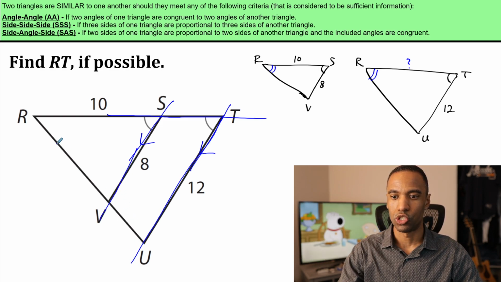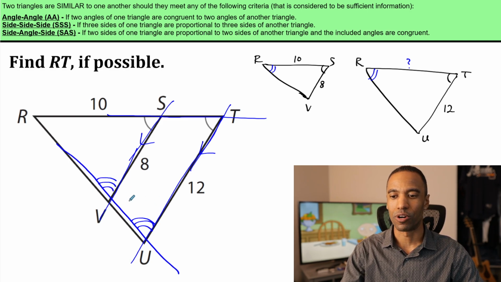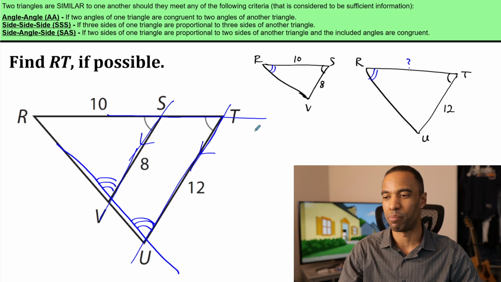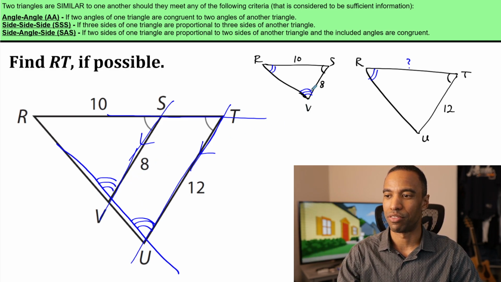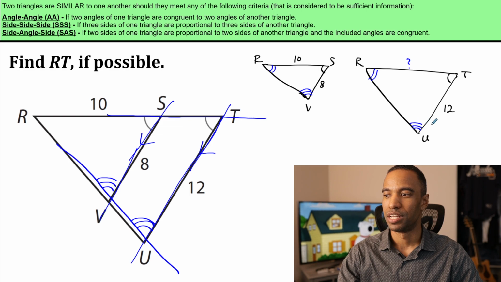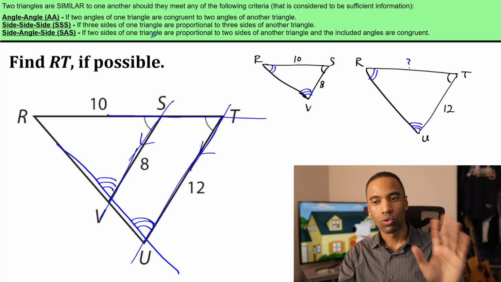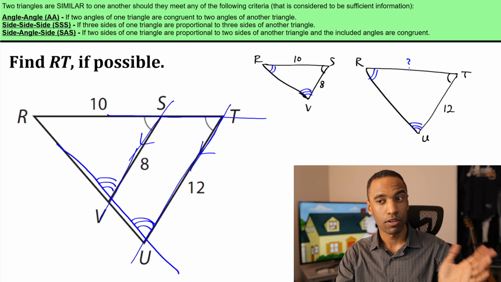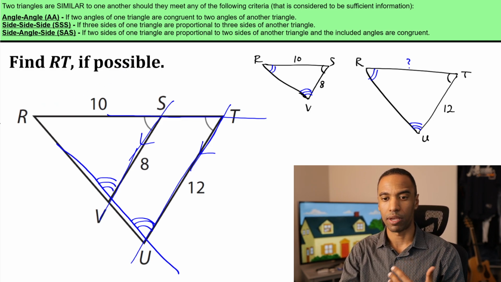And you know what that means? When two parallel lines are cut by a transversal, guess what? These are corresponding angles right here. And corresponding angles are congruent when lines are parallel. So that's another way I could have found out that V was congruent to U. So I only really needed two of them. I found all three. I'm just giving you ways that you can do it based on the problem.